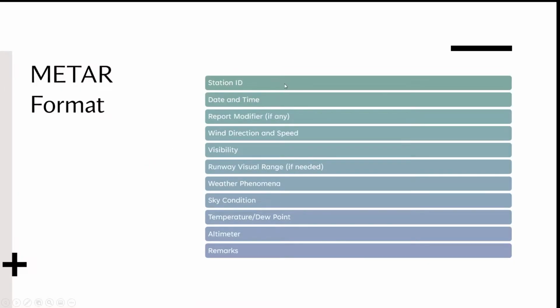METARs are always in a specific format. First off is your station ID, which is the airport that's issuing the METAR, the date and time, the report modifier, if any. That report modifier might be this supersedes previous METARs. Then wind direction and speed, visibility, runway visual range if it's needed. That's not always going to be on there. Weather phenomena, that's things like rain and snow. That's not always going to be on there either. If there's no snow or rain, it just doesn't list anything. Sky condition, which is your clouds, temperature and dew point, altimeter setting or pressure, and then remarks if any.